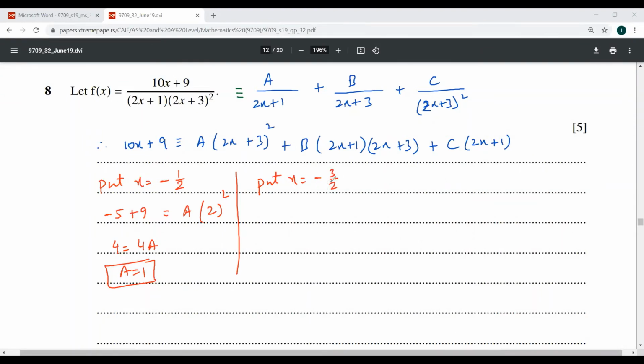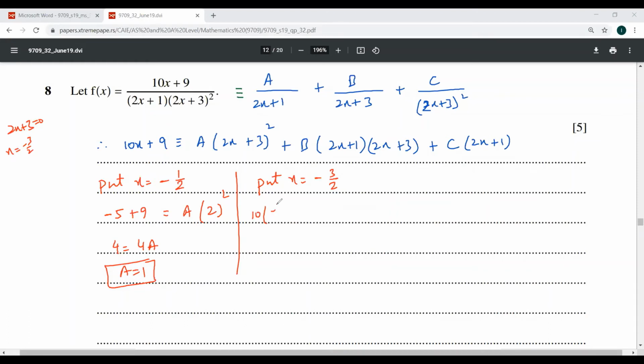I hope you people know why I am putting this as minus 3 by 2. So that we can get rid of these expressions with 2x plus 3. Basically, I have kept 2x plus 3 equal to 0 so that I have x as minus 3 by 2. So I want this to be 0.